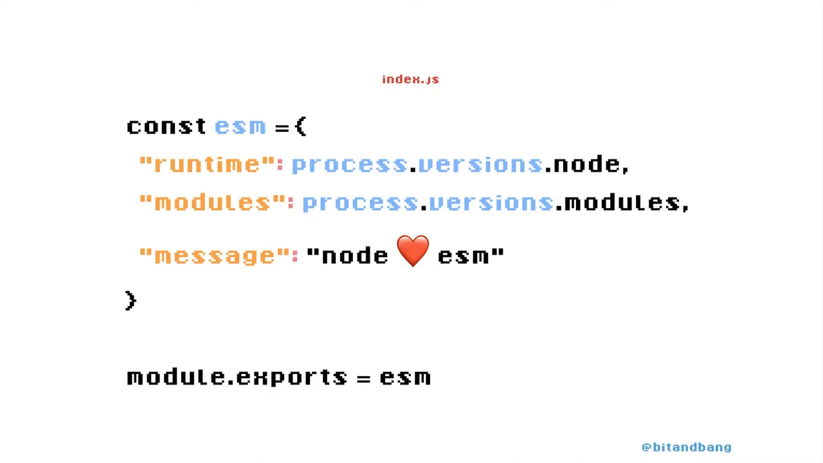So here's an example of a CommonJS file. You can see it's index.js, so we're implicitly assuming that it's going to be CommonJS. const esm equals an object that has some properties, and module.exports = esm. Here is the ESM version. We're sprinkling in some ESM, so we're just going to do the same const esm, and we're just going to be flipping our export to export default esm rather than module.exports = esm.